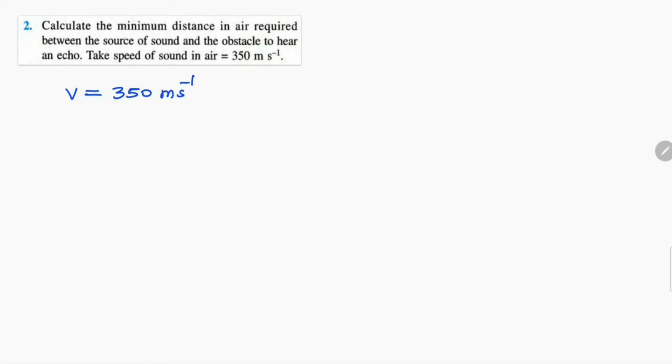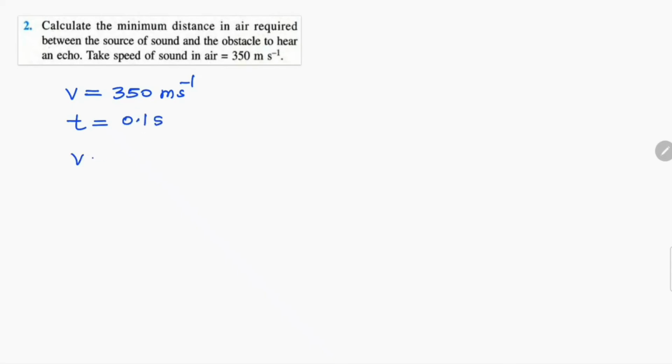Sir, time नहीं दिया है क्वेश्चन में. Minimum distance के लिए time, my dearest everyone, definition, 0.01 second. 0.01 or 01? 0.1. 0.1 seconds, not 0.01. It is 0.1, a tenth of a second, 0.1 second.